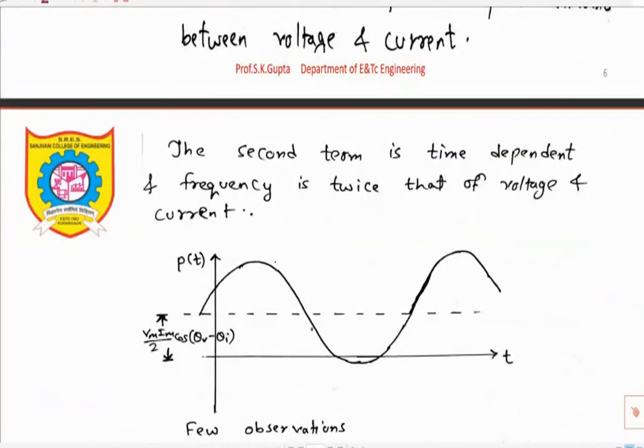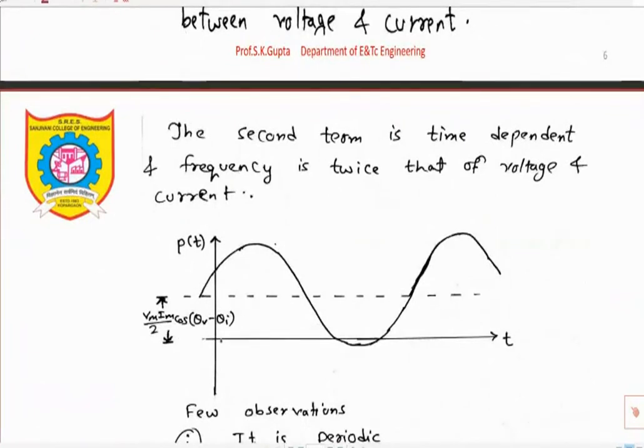Then you can observe a few things: it has some DC level from ground. It is not starting from ground. It has some DC level with respect to ground. And how much is the amplitude of the DC level? Our first term, Vm Im by 2 cos of theta v minus theta I.